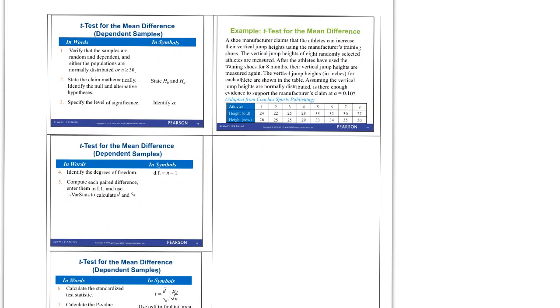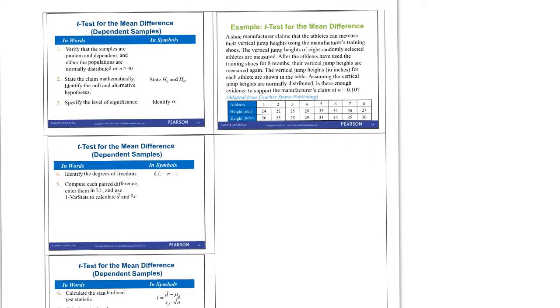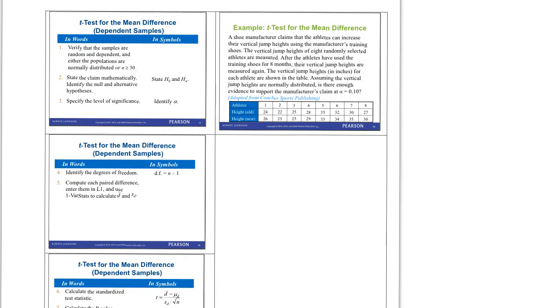Those formal steps now. So I've got 9 listed out, the same as the last section, with the exception that now we're going to tweak the 9 steps to account for the fact that we have paired data. So in step 1, we'll verify our conditions. In step 2, we'll write the hypotheses. In step 3, we will specify the alpha level. In step 4, the degrees of freedom.